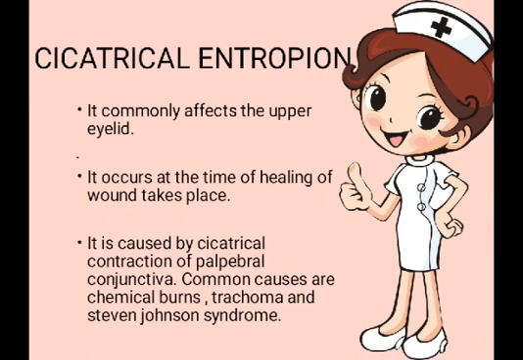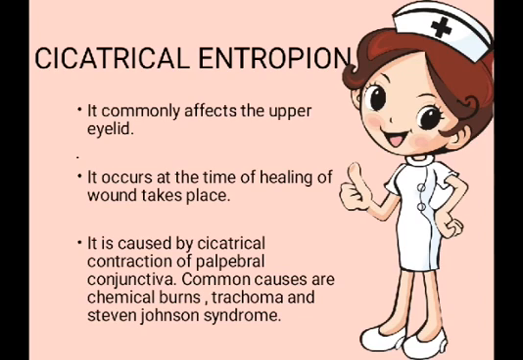Next type is cicatricial entropion. In cicatricial entropion, it affects the upper eyelid only. It occurs at the time when the healing of a wound takes place. When the eye suffers from an injury, then its healing takes place. At that time, cicatricial entropion takes place. It is caused by cicatricial contraction of the palpebral conjunctiva. In this case, the palpebral conjunctiva gets constricted. Common causes are chemical burns, trachoma, which is a bacterial infection, and Stevens-Johnson syndrome.